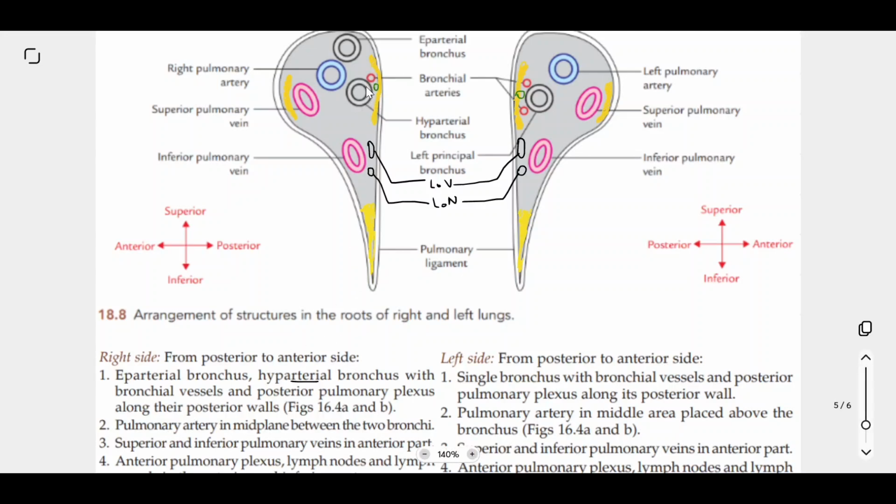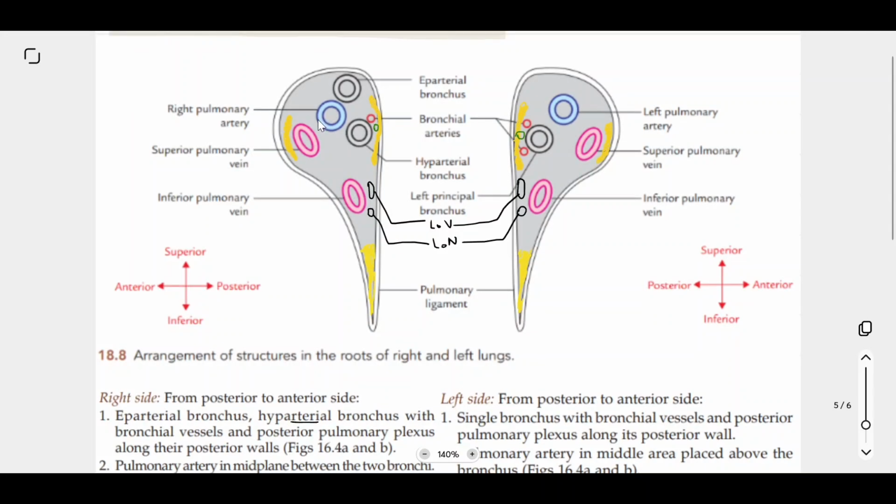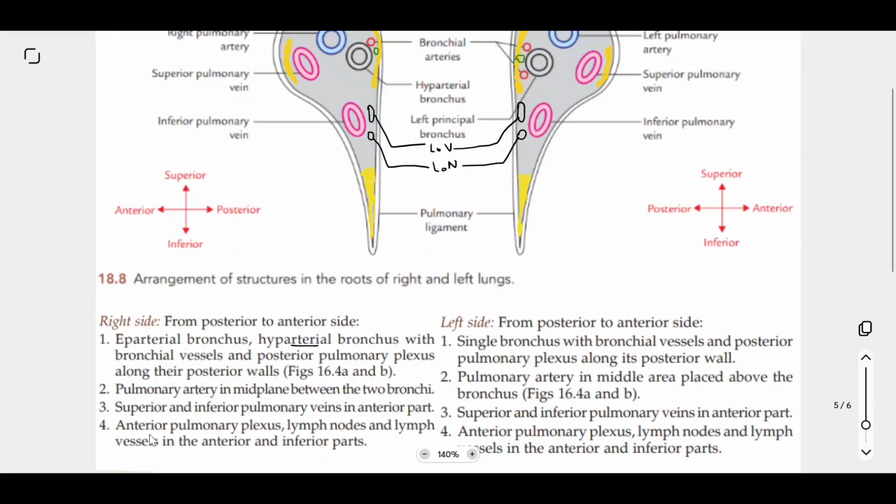These are our bronchial arteries and bronchial veins, and the posterior pulmonary plexus. This is our posterior pulmonary nerve plexus along with the posterior wall. This is the posterior wall. Secondly, I have the pulmonary artery in the mid-plane between the two bronchi. This is the pulmonary artery in the mid-plane between the two bronchi.